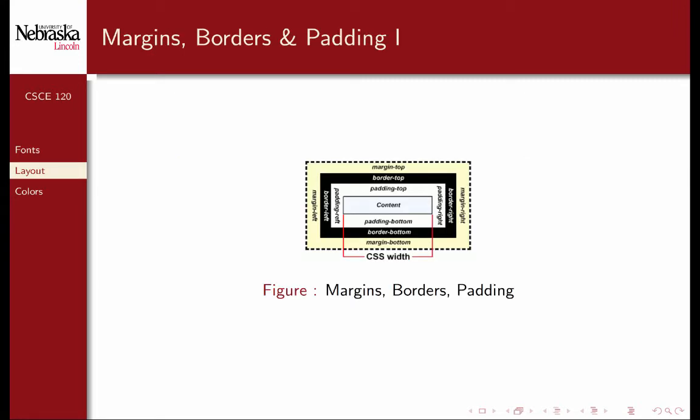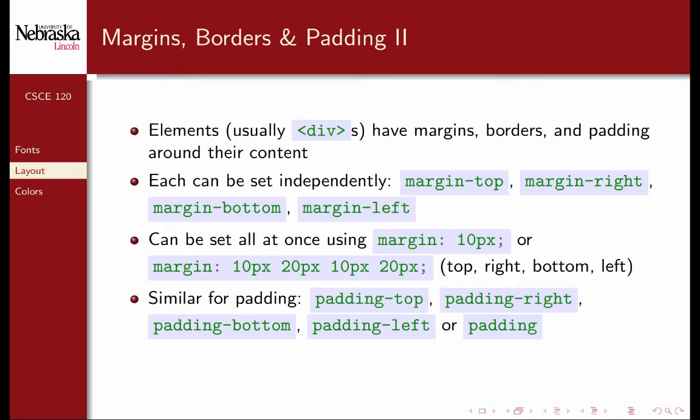Every element has a margin, a border, and some padding. An element's content is first surrounded by the padding, followed by the border, and then the margin around that. All 4 sides can be set independently using the properties depicted here. Elements, usually divs, have margins, borders, and padding around their content. You can set each independently using margin top, margin right, margin bottom, or margin left. Or you can set them all at once.